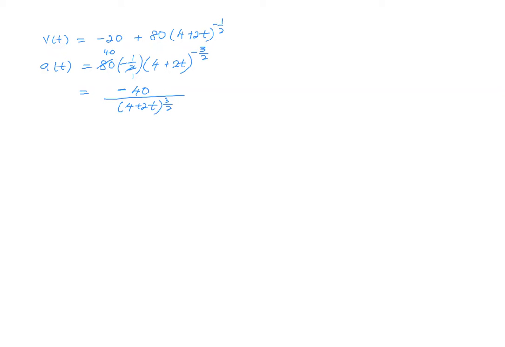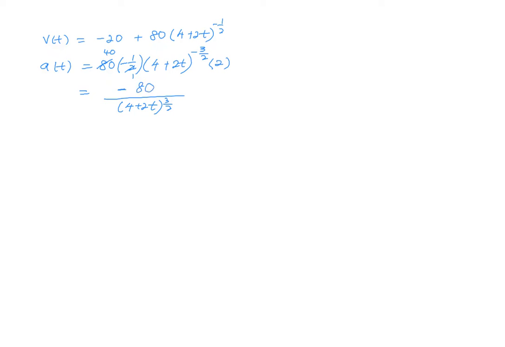Miss, for the 80, you have to times 2. Why do you have to times 2? Because of the differentiation of 4 plus 2t. Oh, yes. Just now we didn't do that. I forgot to write that. Yeah, thank you. So you get negative 80 here.